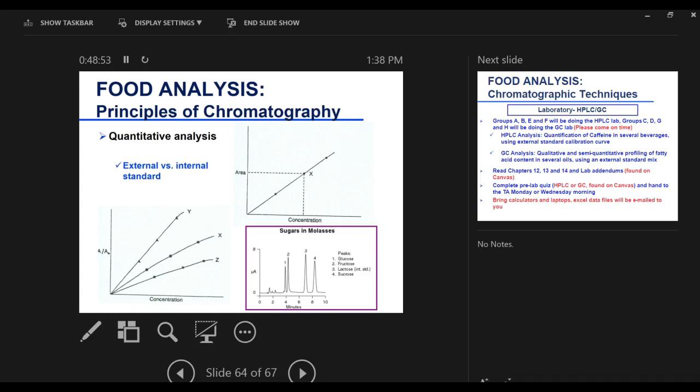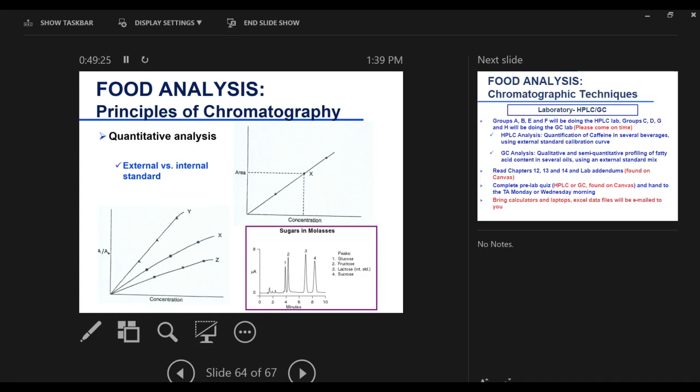On the y-axis, instead of just the absorption of your compound, the absorption of your compound relative to the absorption of the internal standard. So you're correcting for the internal standard in everything, whether it's the standard or your sample. So you get the absorption divided by the absorption of your internal standard, and you plot that for X, Y, Z. That means those are the different components that you are measuring in your sample.